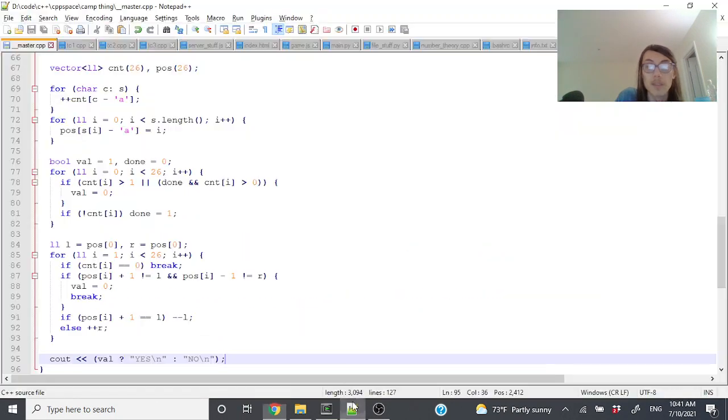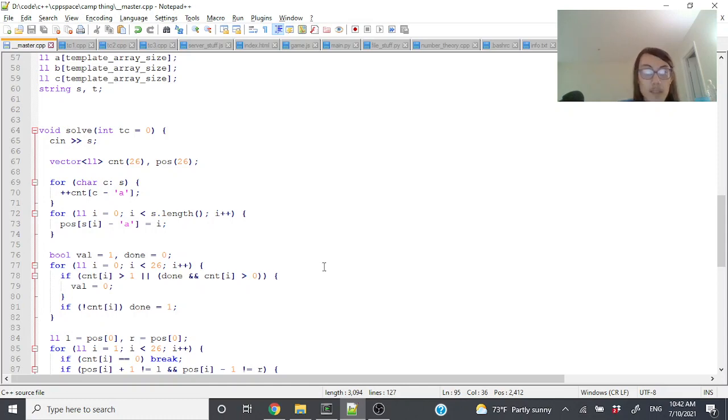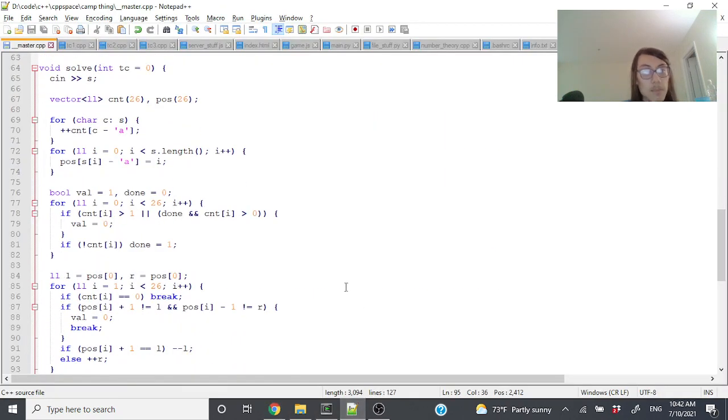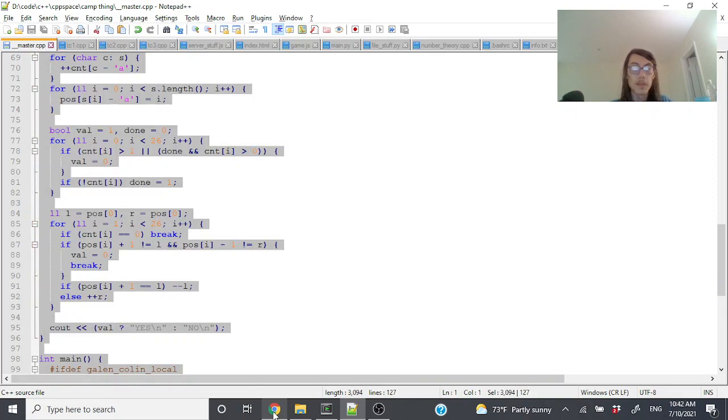So we're checking if at every point they form a continuous subsequence. At each point we can either extend the string to the left or to the right. So we keep the counts. If we have more than one of any character, or it's not a prefix, then it's impossible. Otherwise we start making the interval. Pause I plus 1.